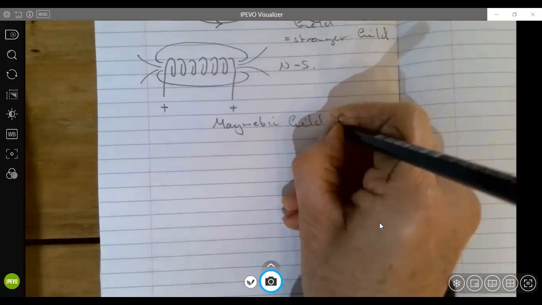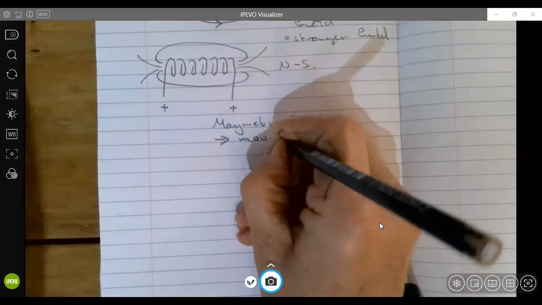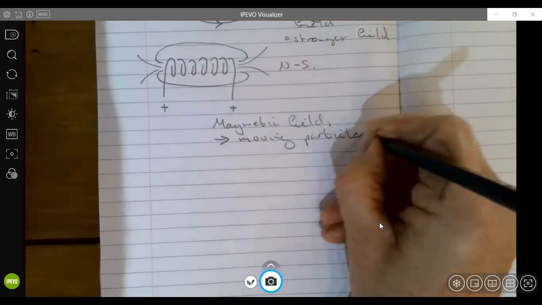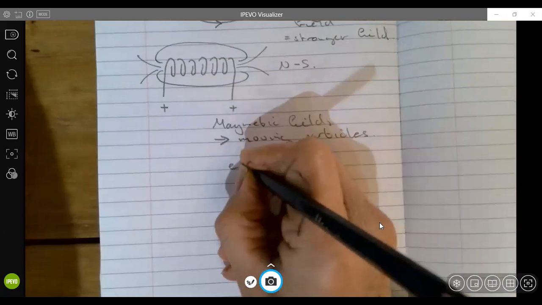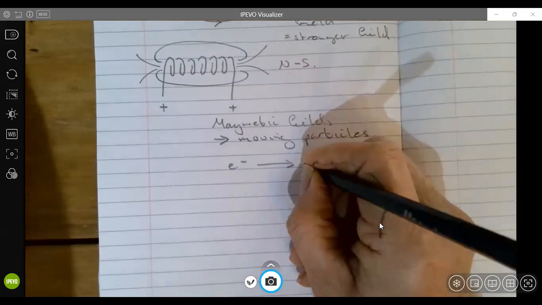Now, the reason for this is because magnetic fields are caused by moving particles, in particular moving electrons. So when these move, we have a magnetic field.